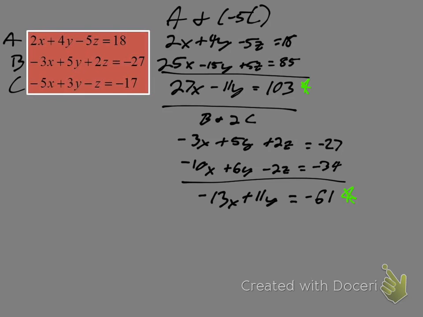Okay. Take those two, put them together. 27x minus 11y equals 103. Negative 13x plus 11y equals negative 61. Get on your knees and thank the math gods if this ever actually happens to you. Okay? Because it's so nice. All right. So 27 minus 13.